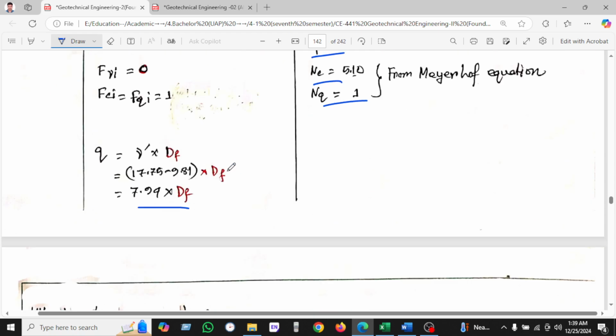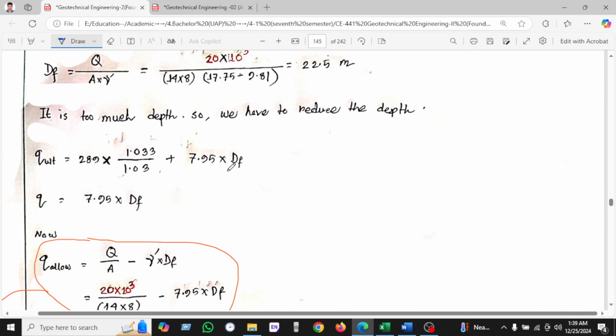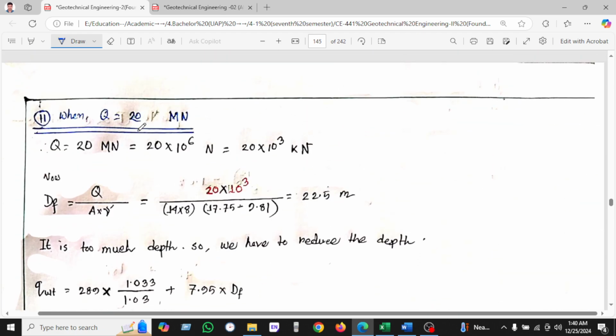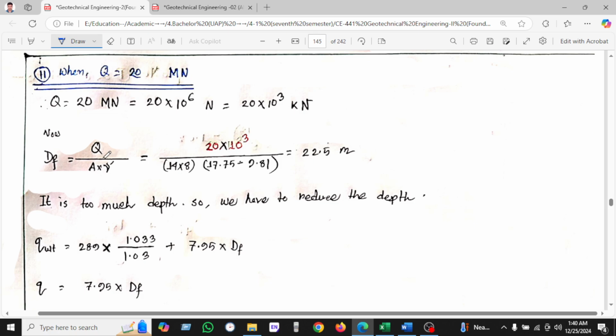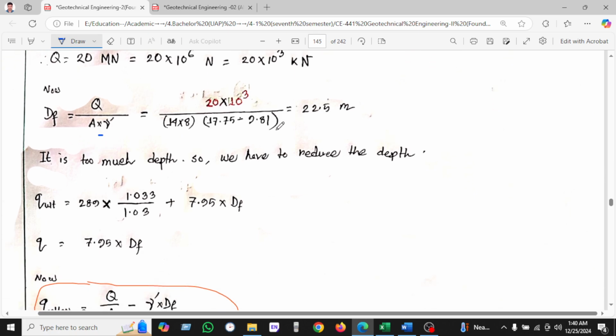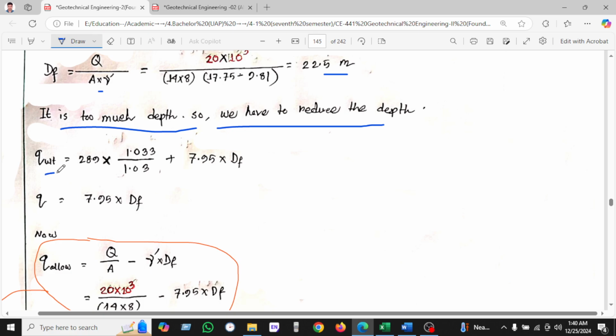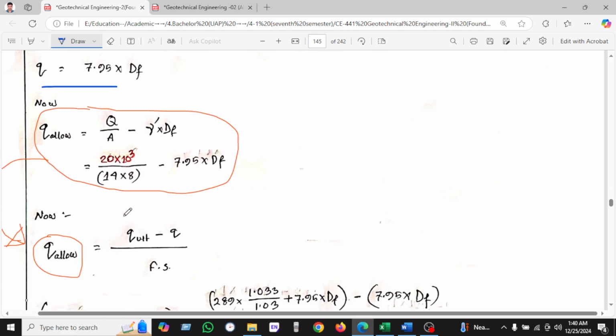So for the second question, we can see here the second question is 20 MN. So now we solve the second question. When Q equal to 20 MN, we will use Df equal to Q divided by the load-per-depth term, and found 22.5 meters. So it is too much depth, so we will have to reduce it. So for q ultimate we have used 7. This is the equation we have found.